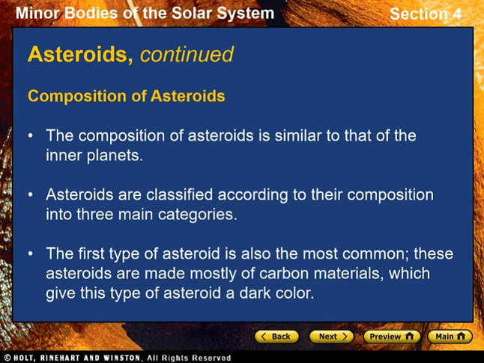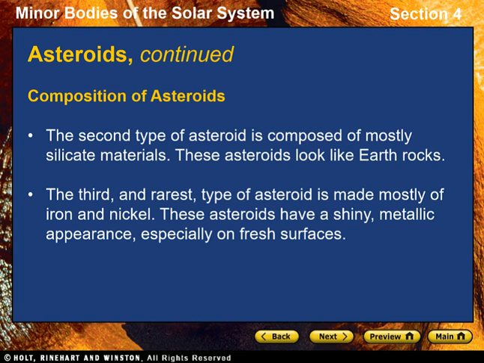Compositions of asteroids. The composition of asteroids is similar to that of the inner planets. Asteroids are classified according to their composition into 3 main categories. The most common of the 3 types of asteroids is made of mostly silicate materials. These asteroids look like Earth rocks. The second type of asteroid is composed of mostly iron and nickel. These asteroids have a shiny metallic appearance, especially on fresh surfaces.